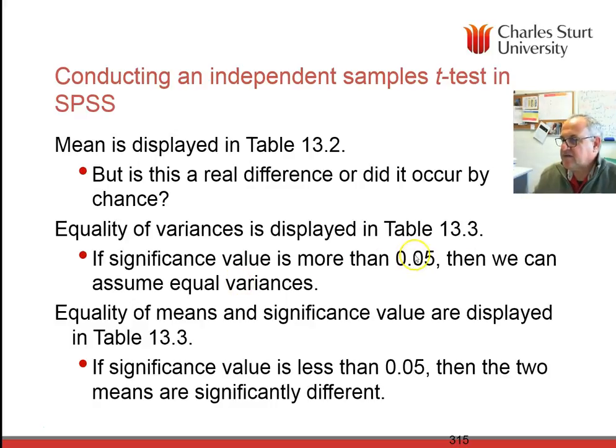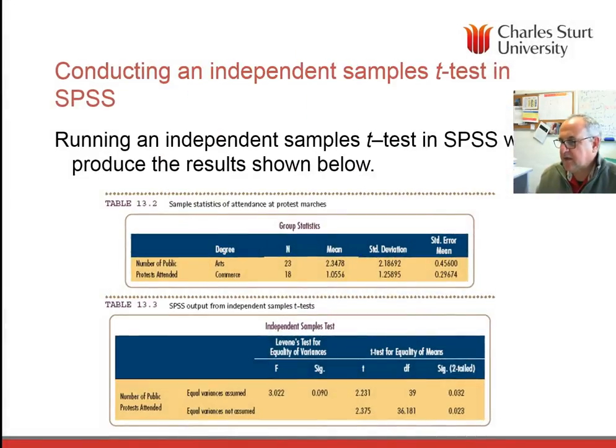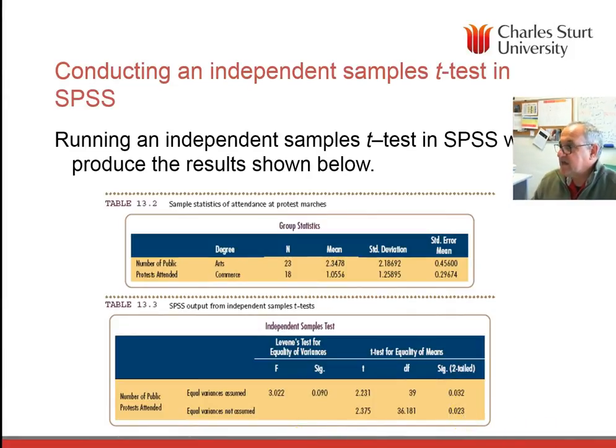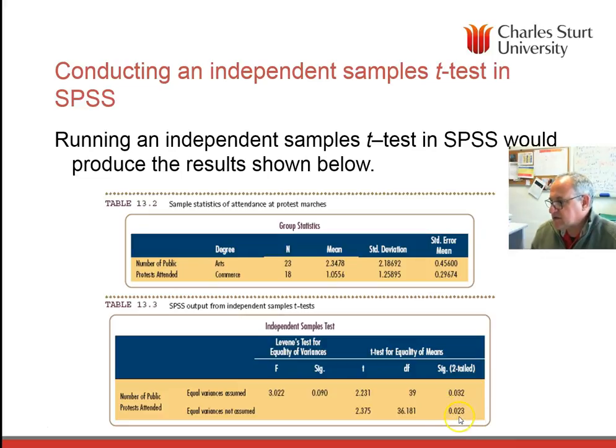And this next slide just explains what I'm talking about here. So the equality of variance is on 13.3. We can assume equal variances, so the two means are significantly different, and that's what we're saying there. What this figure is saying is that the probability this occurred by chance is extremely low, about 2%. So we're fairly confident that art students go to more public protests than commerce students.